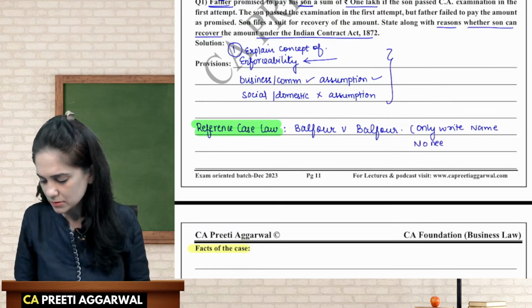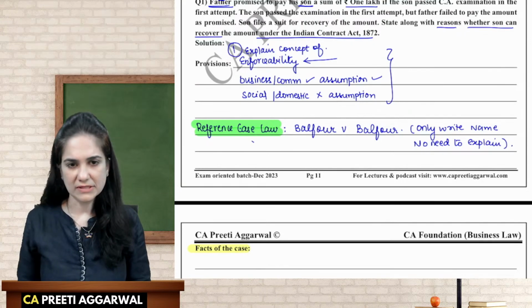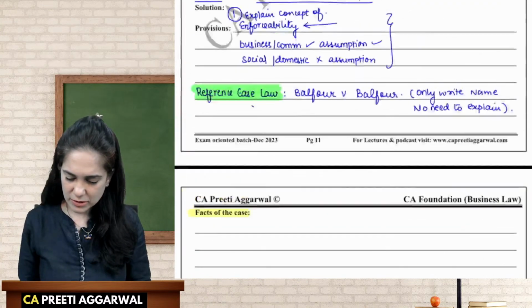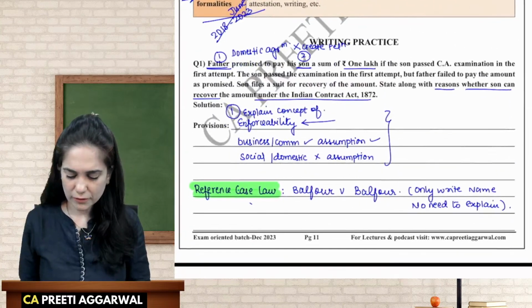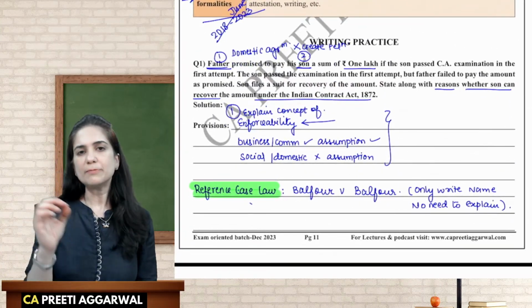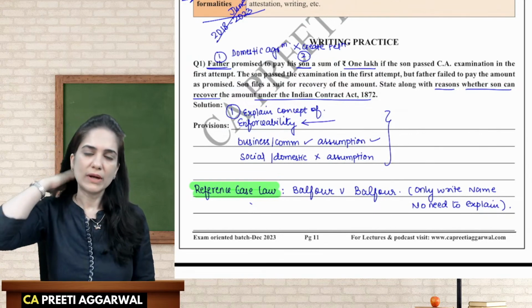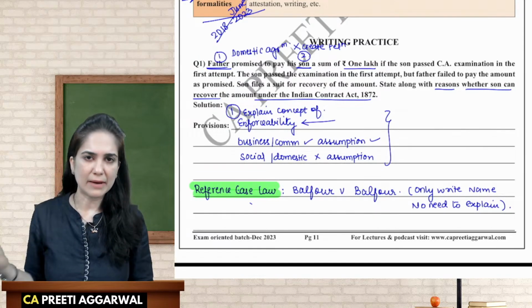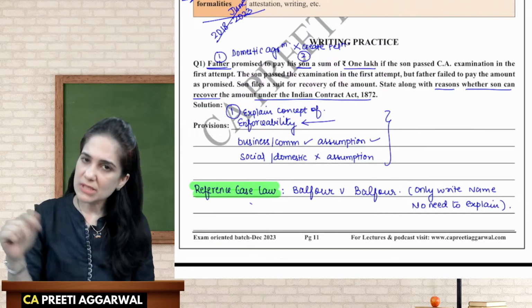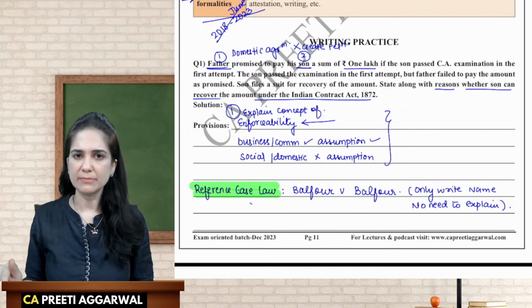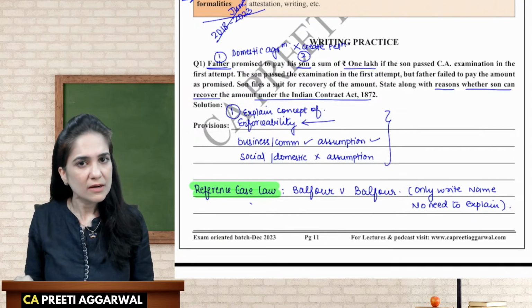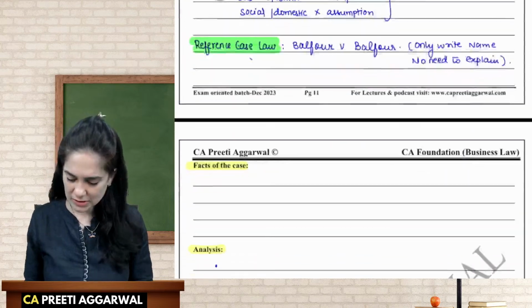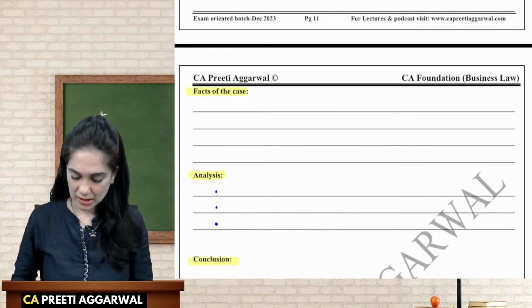No need to explain. Okay, so you will give the heading reference case law. All right, now in facts of the case, you will write these facts in your own words. How will you write it? Father promised to pay his son 1 lakh if son passed the exam in first attempt. Although son passed the exam in first attempt, father failed to pay. That's it. Only this much you will write in facts.